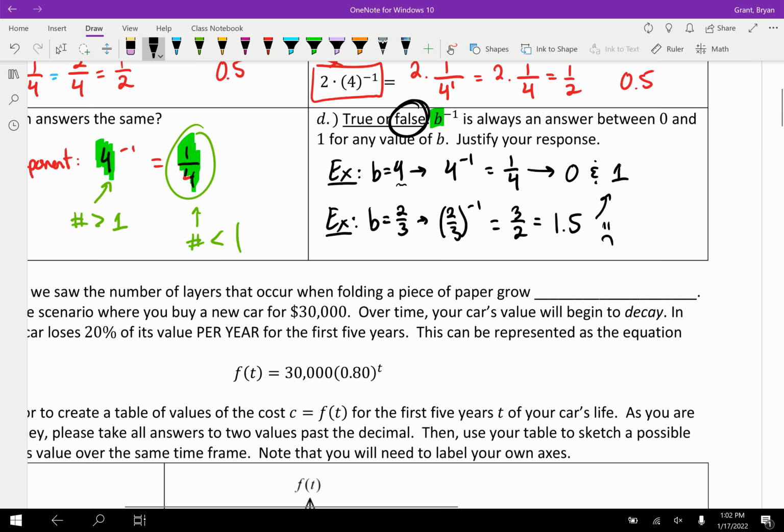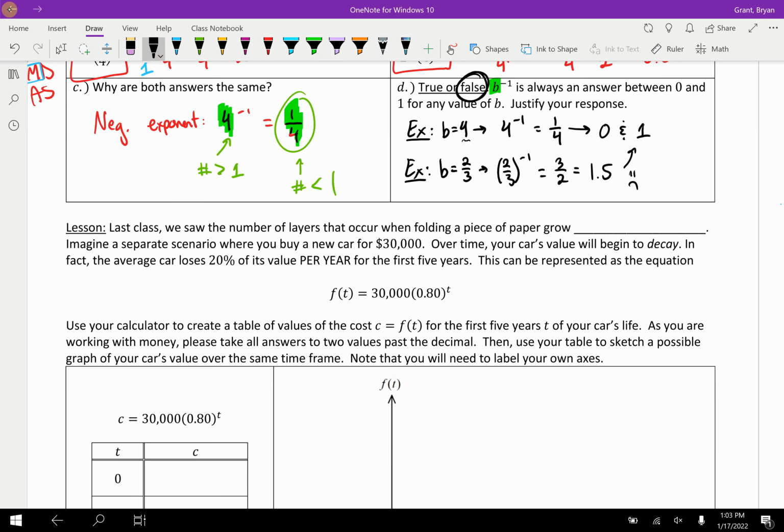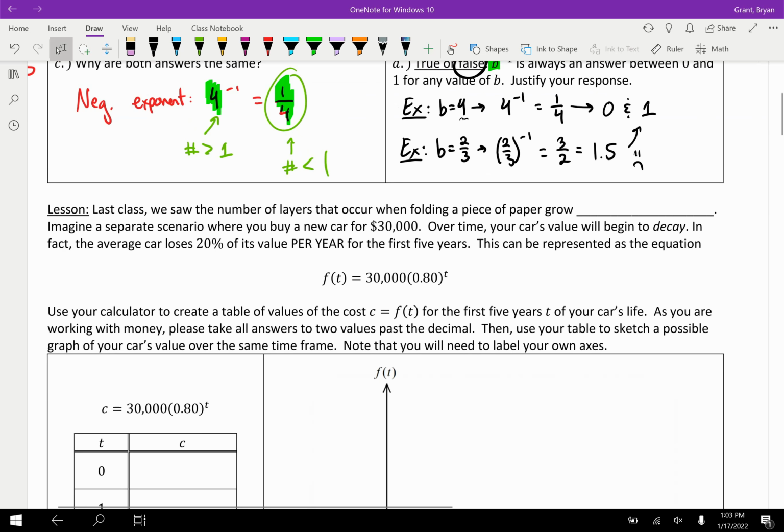Okay, now let's back out of this weird mathematical discussion about exponents and move more into a real-world situation. I know, shocking coming from math, right? So, last class we did see the number of layers that occur when folding a piece of paper grow exponentially, right? It went from 2 to 4 to 8 to 16. You were doubling every time, a common ratio of 2, which is indicative of exponential growth. So now let's think of a new scenario.